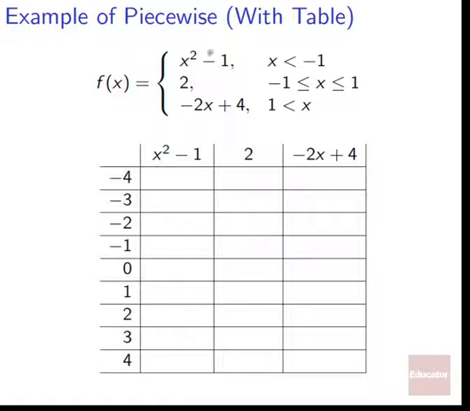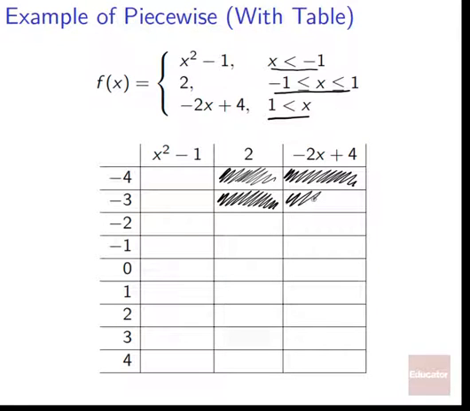So to start off with, let's look at what would happen to -4. Well, actually, first let's look at which one -4 would belong to. -4 would be in x is less than -1, right? So it's going to belong in x squared minus 1, and it's not going to belong in the 2 rule, because -4 is not between -1 and 1, and -4 is not greater than 1. So it's going to knock out these 2 rules. Next up, -3. Well, -3 is still less than -1. So once again, that knocks out the second rule and the third rule.